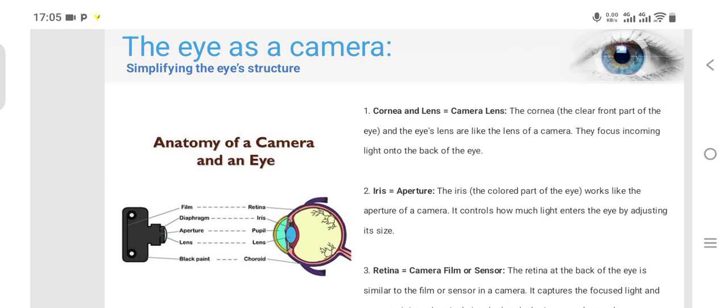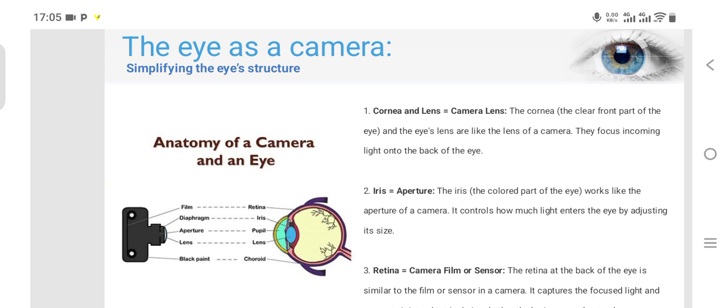Now, the eye as a camera, simplifying the eye structure. Cornea and lens are equal to the camera lens. For refreshing our memory, the cornea is the clear front part of the eye. And the eye lens is like the lens of the camera. That's the function of the eye lens. They focus incoming light onto the back of the eye. So if there is light coming, the lens will focus it onto the back of the eye.